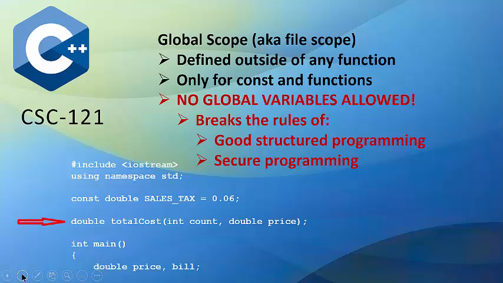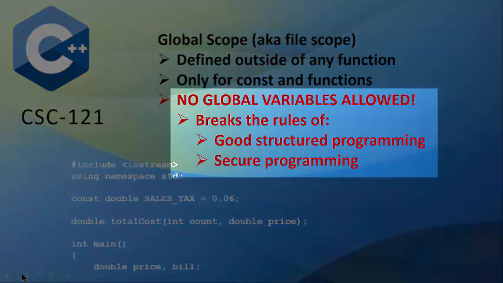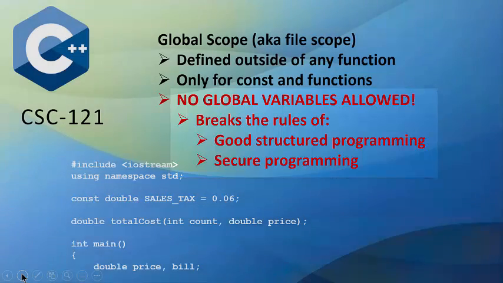It is okay to make these items global because the constant cannot be changed by any other part of the program. But it is not okay to make variables global. They break the rules of good structured programming, which allows for black box programming and independent subprograms, and it breaks the rules of good secure programming, because anywhere in the entire file, every function definition would have access to changing the variable, and that's a dangerous way to program.